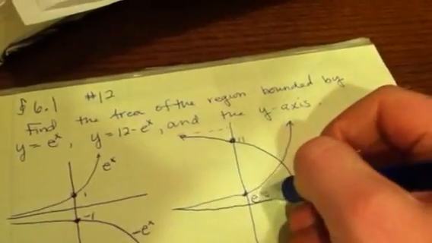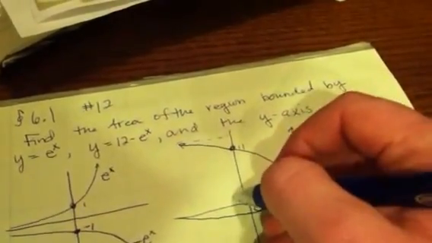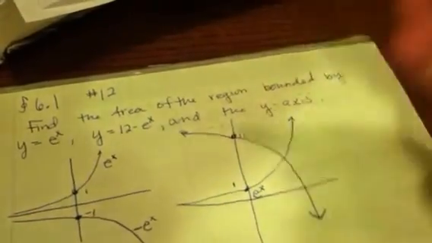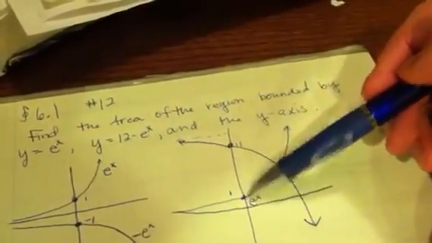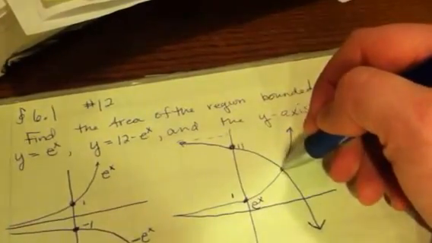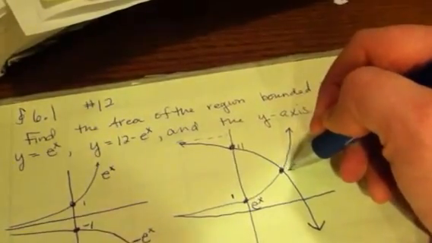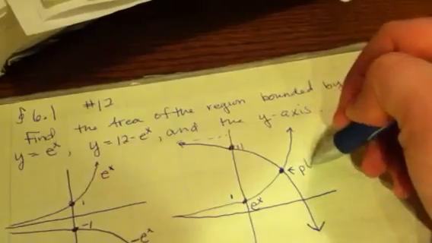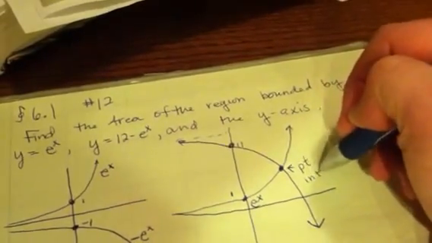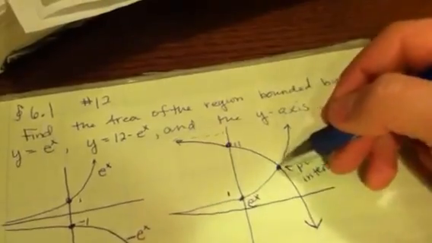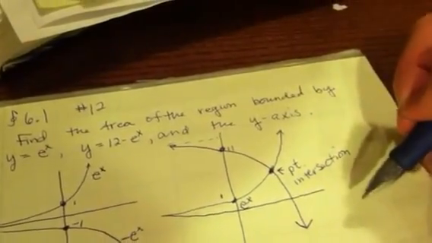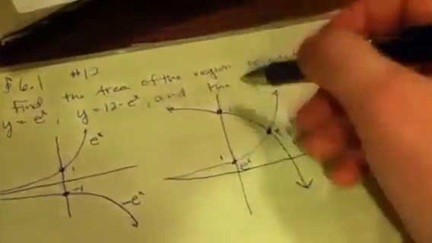But you can also get this information by graphing it on your graphing calculators, whatever kind you have. The bonus of that is the graphing calculator will also solve for this point of intersection here. And we're actually going to need to know this point so that we know the bounds. So why don't we solve that right now?